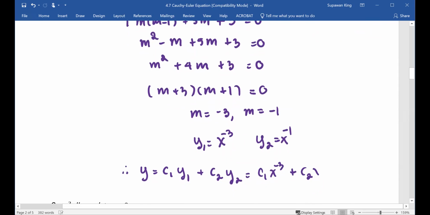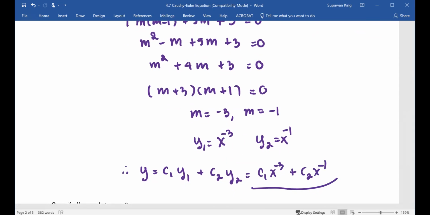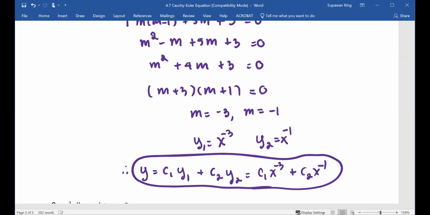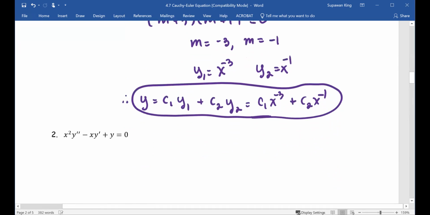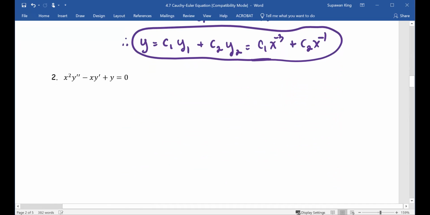That is the general solution for this homogeneous Cauchy-Euler equation. The question is tedious in a different way. The difference is the setup of the auxiliary equation. All right, let's see the second example.